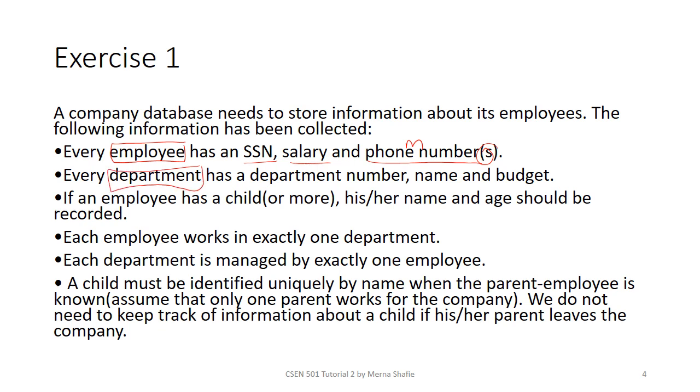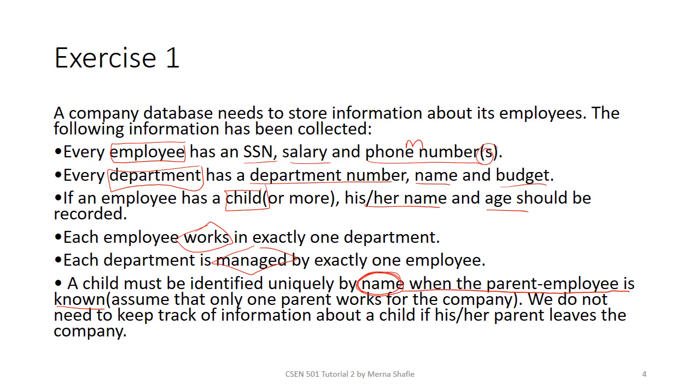Every department, so department here is another entity, has a department number, name, and budget. If an employee has a child, his or her name should be recorded. So child is an entity, and his name and age should be recorded. Each employee works in exactly one department, so we have works, which is a relationship that connects an employee with one department. And we have that each department is managed, so we have also another relationship, managing, between department and employee. And then a child must be identified uniquely by name when the parent employee is known.